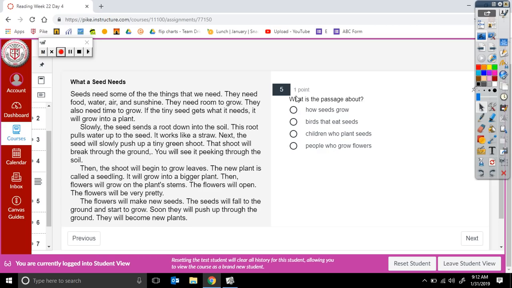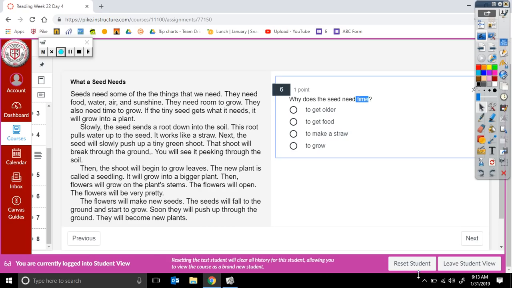All right, what is the passage about? Again, use the title to help you figure out what the passage is going to be about. Is there any clue with any ones that sounds similar to what a seed needs? All right, question number 6. Why does the seed need time? All right, so maybe look for those words time and find any word or any of these words near that word time.